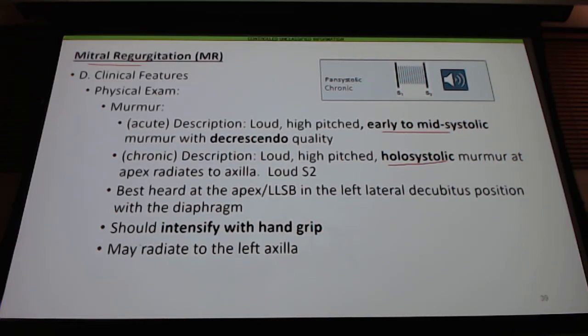regurg. And it gets worse with like hand grip, because what you're doing is you're increasing the afterload, so now you have an even higher resistance to get flow of blood out of the ventricle and into the aorta, so it's going to want to back up into the atria instead. So doing the hand grip dynamic maneuver is going to increase the intensity of this murmur. And then a key thing is it also tends to radiate to the left axilla, and that's because of how the heart's twisted and tilted, that direction of flow, that regurgitation flow, is to the left axilla.